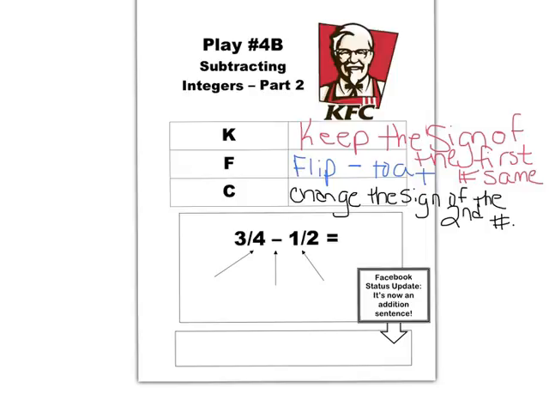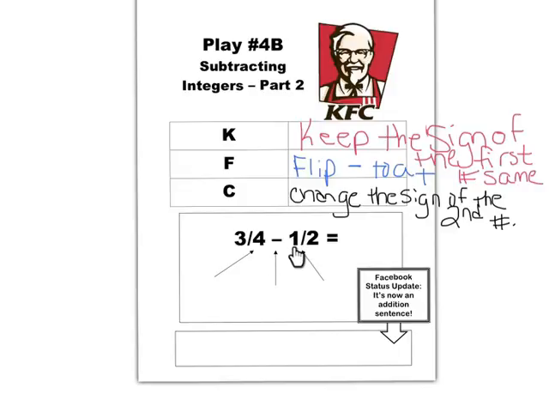This should be a review for you, so this should not be anything new. The only thing that I have changed is we are going to start talking about more complicated numbers. We're going to be using all rational numbers, not just whole numbers, or integers. We're going to be using rational numbers so that we get experience using fractions and decimals and treating them the same way we would treat whole numbers, because it is the same. So let's look at our problem here. We have 3/4 minus 1/2.